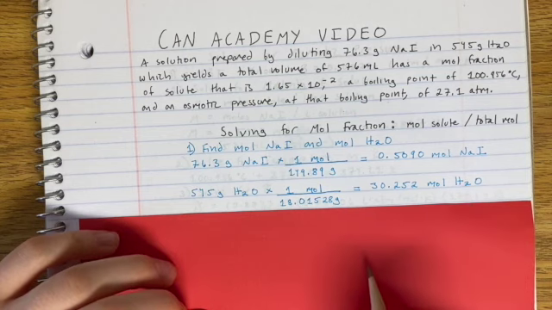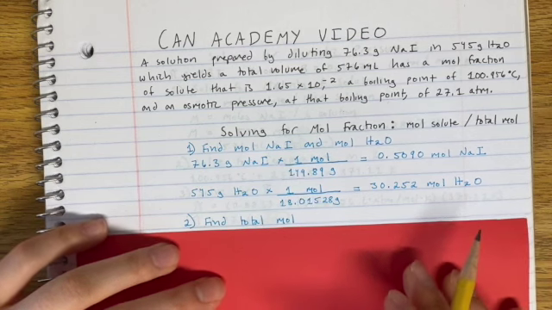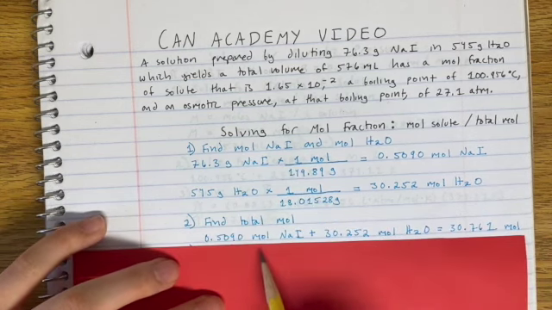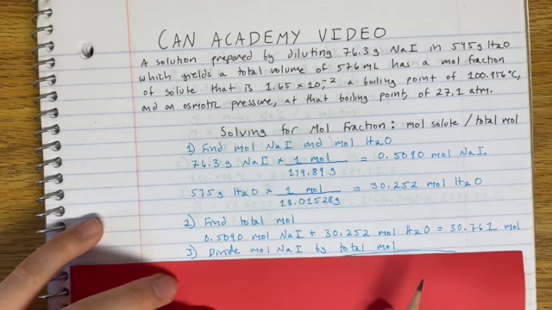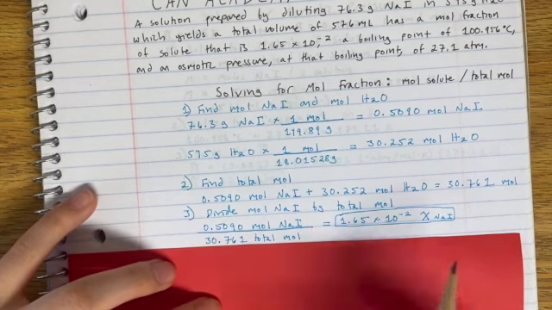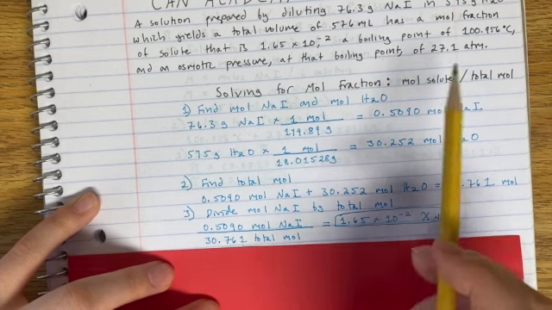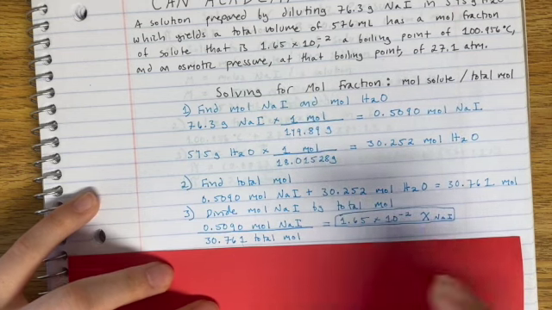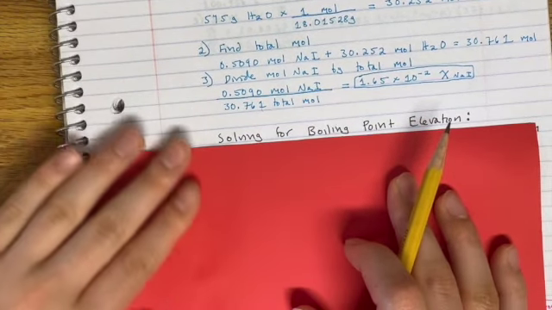And these are not to the correct significant figures, but I will round to the correct sig figs in the end. So first we need to find the total moles by adding the moles of sodium iodide to the moles of H2O to get 30.761 total moles, and that's going to be our denominator. So now we can divide the moles of sodium iodide by the total moles to get 1.65 times 10 to the negative 2 as the mole fraction of the solute. And if we look back at the problem, we see that that's exactly what we were supposed to get, so that is correct.